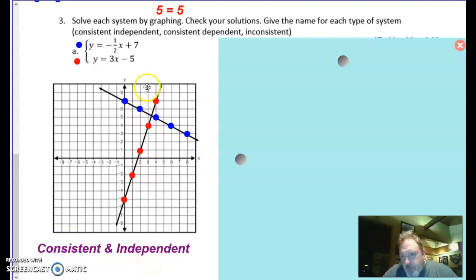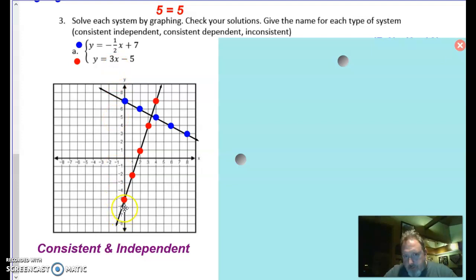Now we're going to graph both of these lines so you can see the y-intercept here is 7. So positive 7, again on the y-axis. Our slope was negative 1/2, so down 1 over 2. Do that a couple times, down 1 over 2. And our second line here, the y-intercept was negative 5. So again, negative 5 on the y-axis.